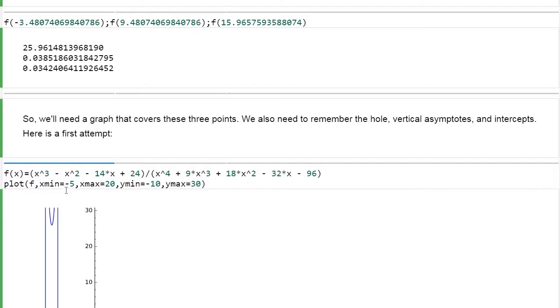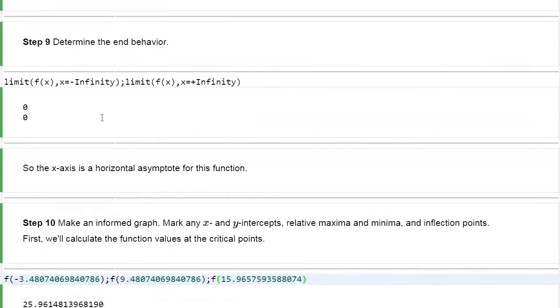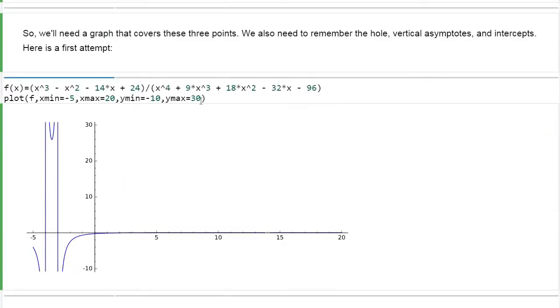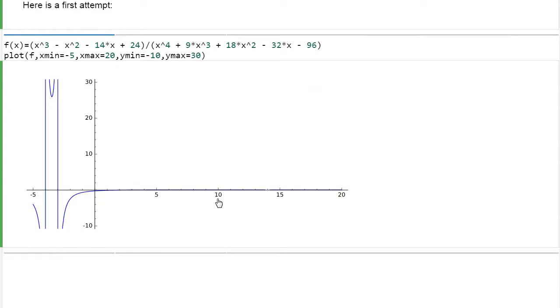I put x min at -5, the smallest of my critical points, so I went down a little bit. This was the biggest critical point, about 16, so I went up a little bit to 20. In the y direction, the biggest y that came out was roughly 26, so I went up to 30. The smallest was actually the y-intercept at -1/4. Just for the sake of balance, since the maximum was 30, I put the minimum at -10; -1 to 30 didn't seem quite right to me. So here's my first attempt at the graph, and it's not perfect.